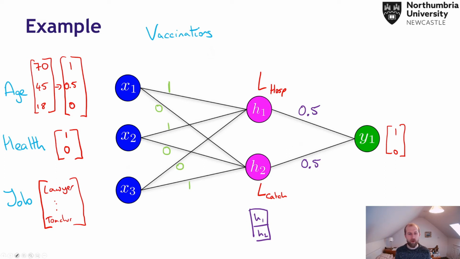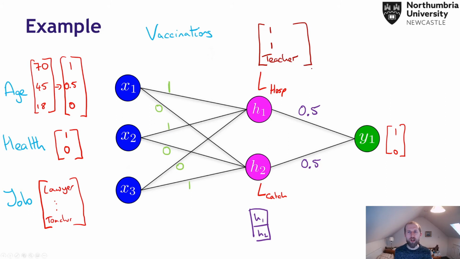So let's say we have an example where we've got a 70-year-old teacher with underlying health conditions. So the input vector for this person is going to be 1 because this 70 equates to 1, and then he's going to have 1 again. When we look at job now, things are a little bit more difficult because instead of having a convenient number, we've got teacher.